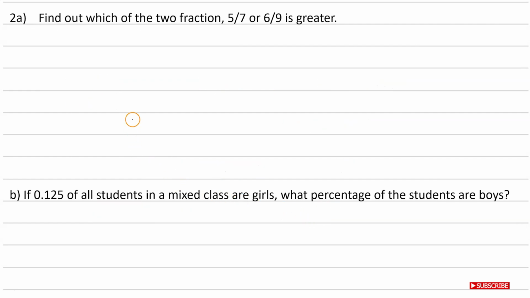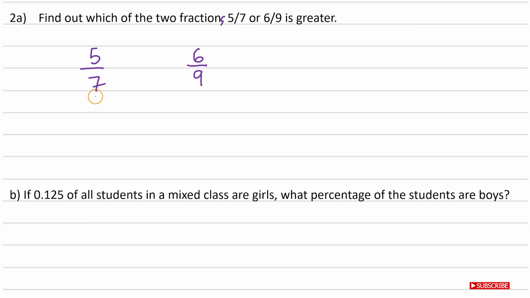And now for 2a, we are told to find out which of the two fractions, 5/7 or 6/9, is greater. So what do we have? We have 5/7 and then we have 6/9. Now the best thing to do is to make sure you have the same denominator.